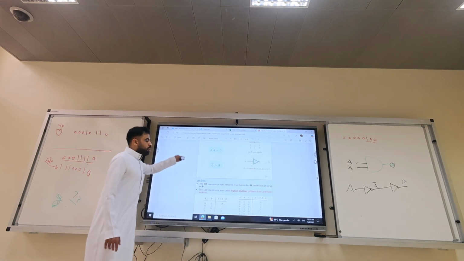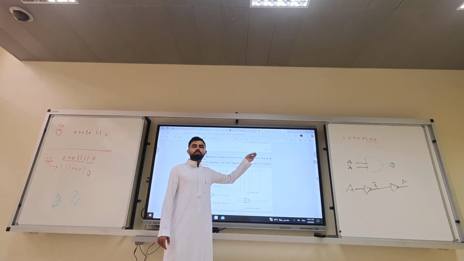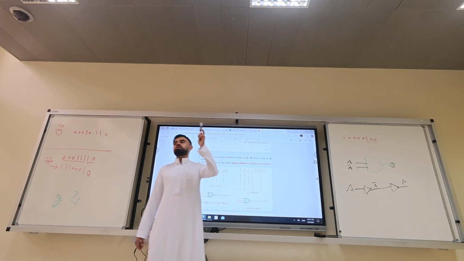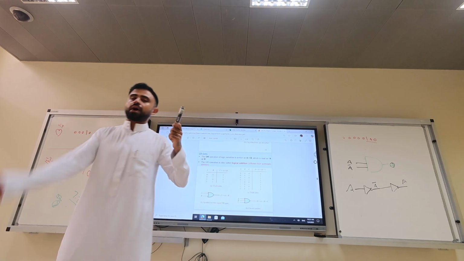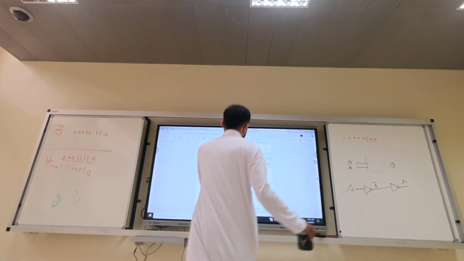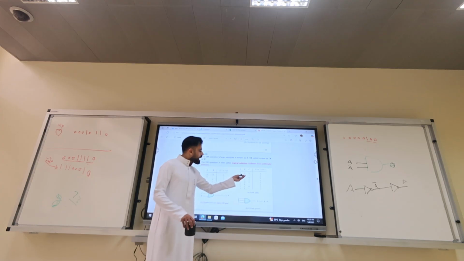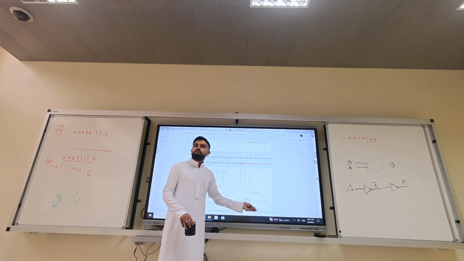Okay, what about OR? OR gate is not an addition, but we give it the symbol plus. The OR gate, if you have only one high voltage signal, it will make the output high, regardless. And you can see this from the truth table. As long as I have ones in every row, I always have the output of 1.